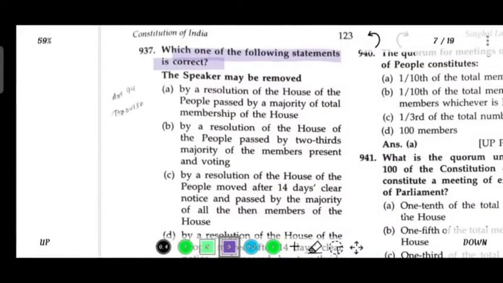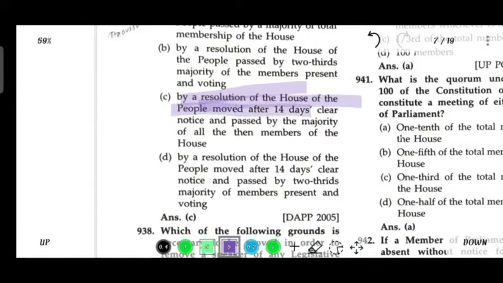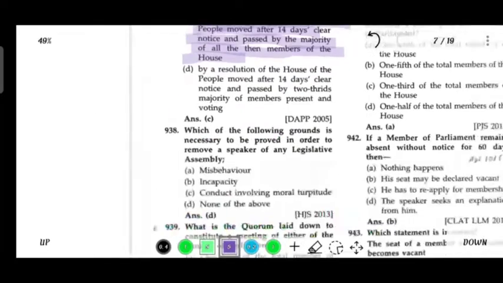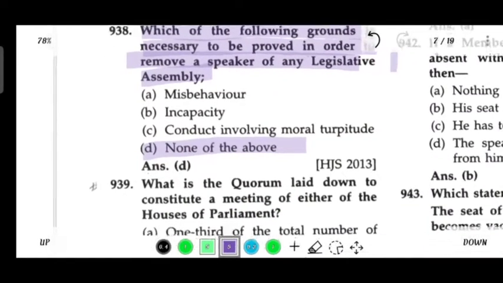Which one of the following statements is correct? The Speaker may be removed by a resolution of the House of the People moved after 14 days' clear notice and passed by the majority of all the members of the House. Which one of the following is a ground necessary to be proved in order to remove a Speaker from any legislature? None of the above.